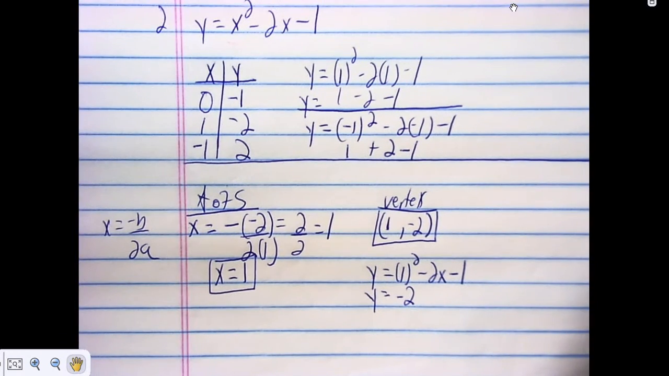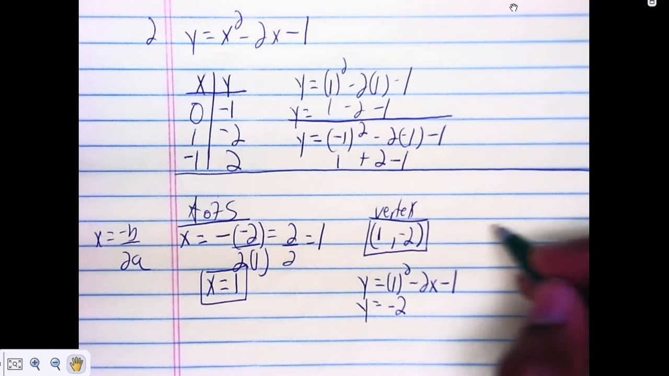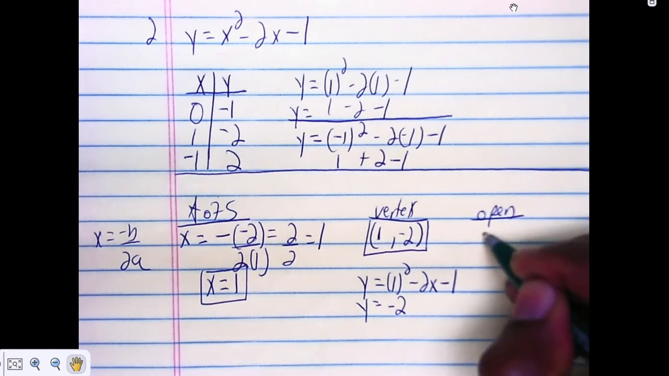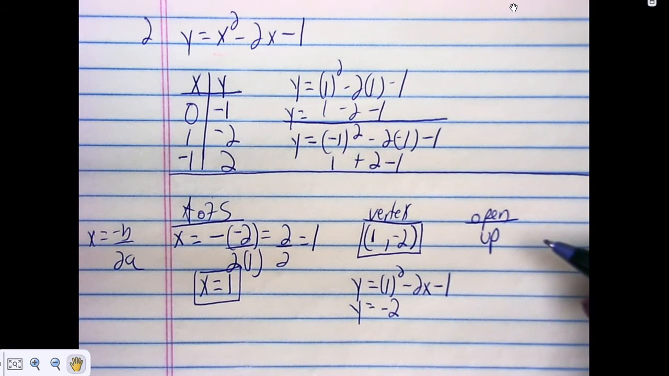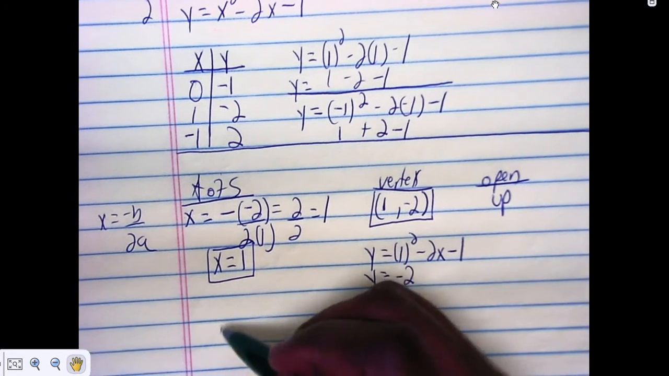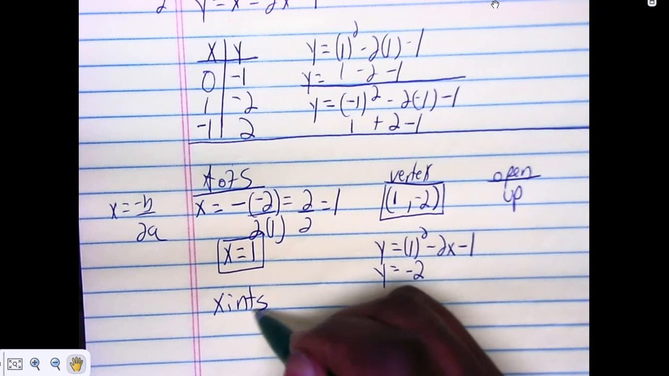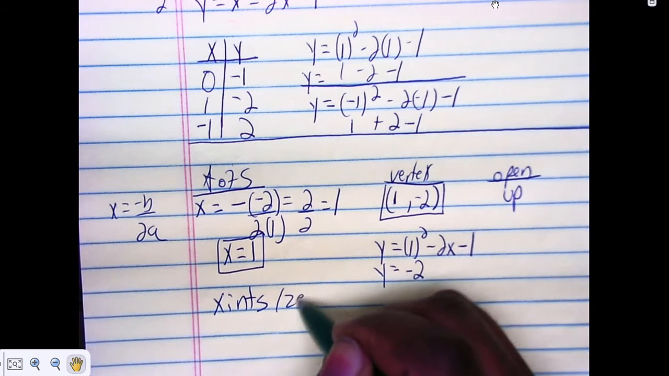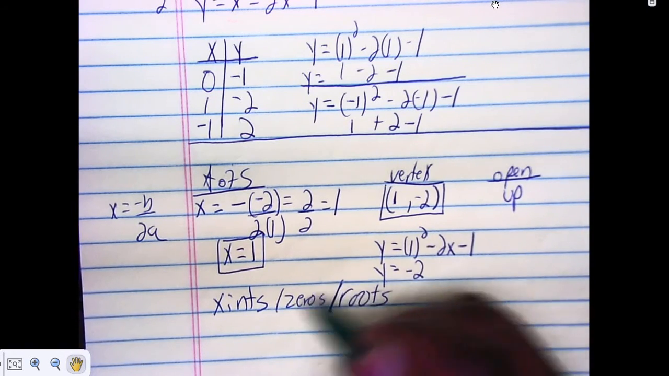Alright? Now, which way does this open? A is positive, so it opens up. That's just good to know. Alright, so when we're graphing, we can understand what we're trying to find. What about the x-intercepts or the zeros? Remember, those are the same things. X-intercepts, zeros, or roots, they're all talking about the same thing.